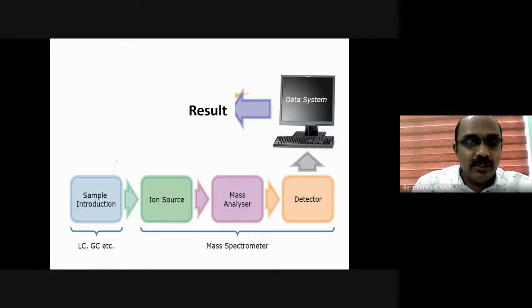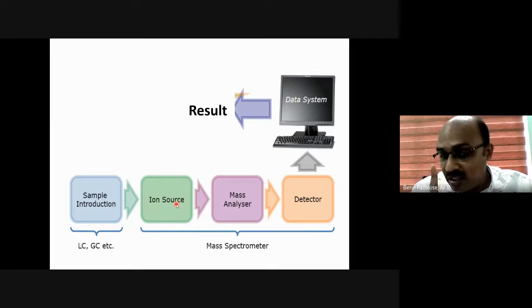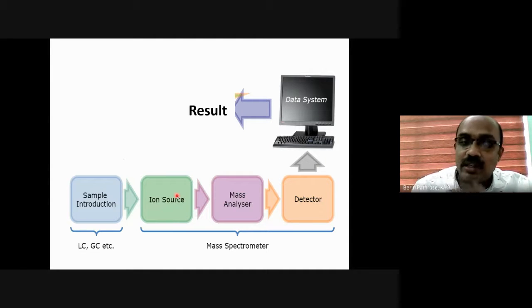So this is a simple diagrammatic representation of the parts of a mass spectrometer. Here the sample will be introduced, and we have an ion source. That means the sample should be ionized. I told you the spectrometer analyzes the molecular weight only in the ionic state, so it has to be converted into ions with the help of an ion source. We analyze the mass, and we have a detector and a data system.